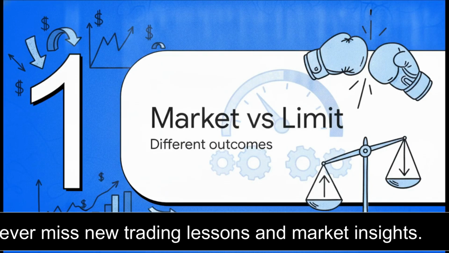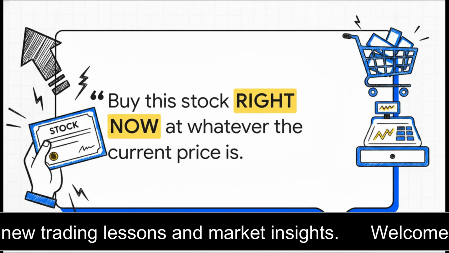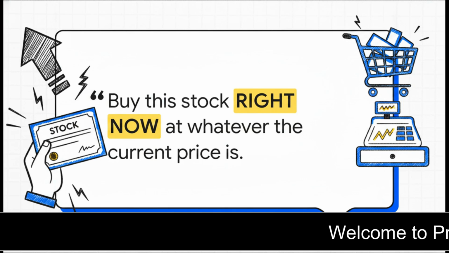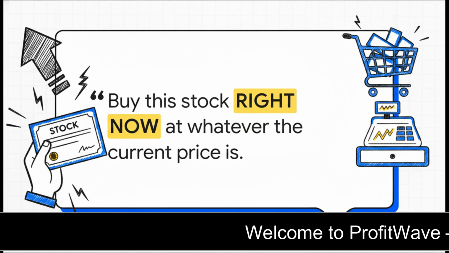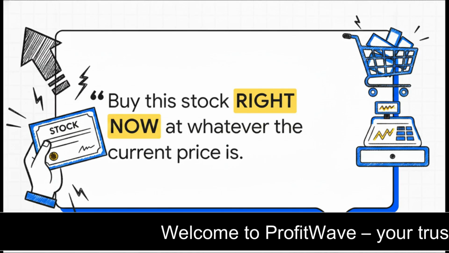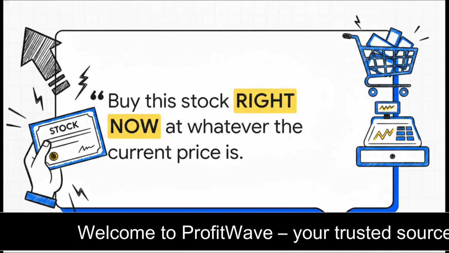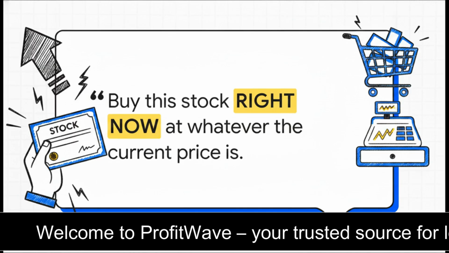Section 1. Market versus limit orders. First up, we have the market order. This is the most common order, and it's literally the simplest one on your app. When you place a market order, you're sending a very loud, very clear message to your broker. Buy this stock right now at whatever the current price is. It's like walking into a store, grabbing an item off the shelf, and just saying, I'll take this, whatever the price tag says at the register.